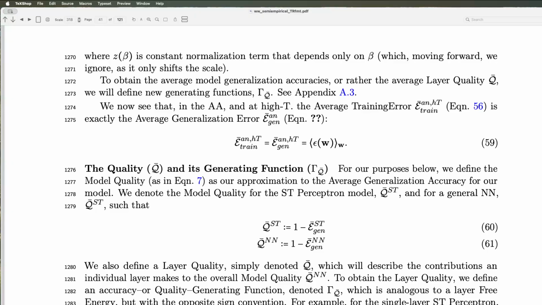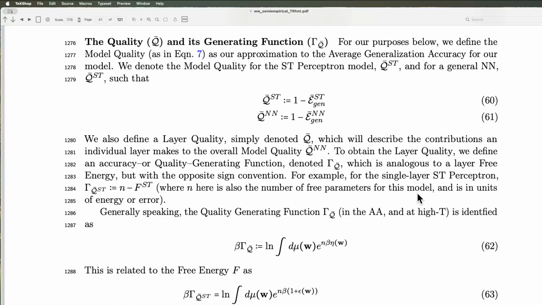Okay, now we're going to talk about something called the model quality. And this is just 1 minus the error, right? So we're talking about accuracies. We want to talk about accuracies instead of energies, instead of errors, because we're going to be deriving a form for the accuracy. So we're just going to define the quality as 1 minus.